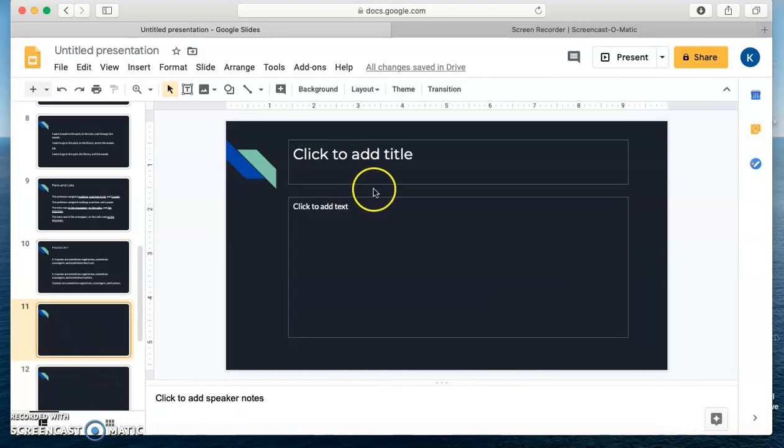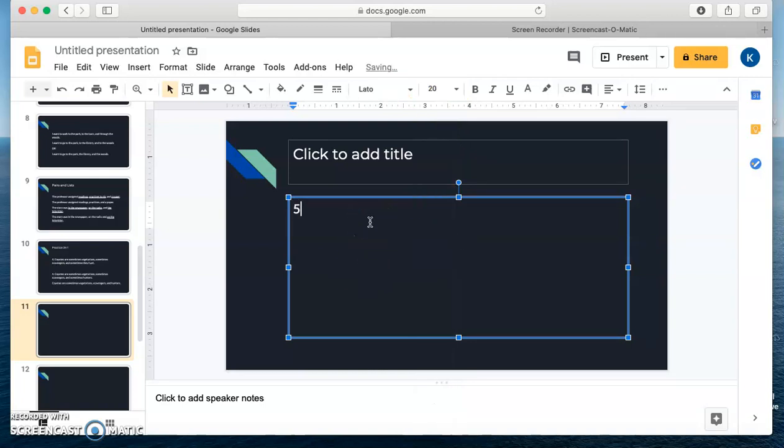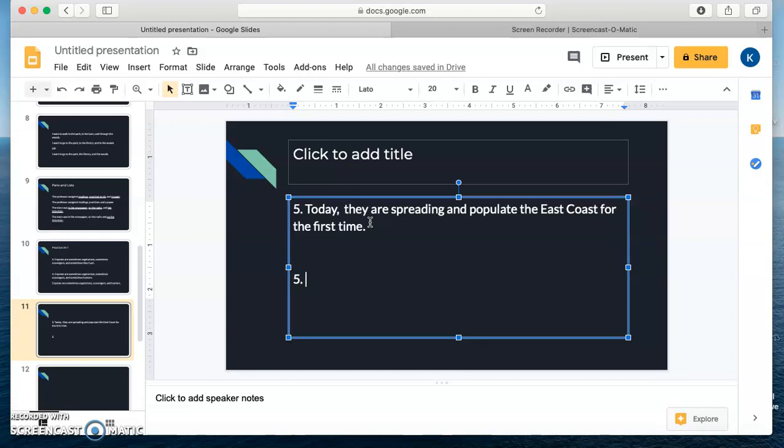I also want to do number 5 with you really quick. I really like the way that number 5 is set up as well. So let us bump up the font size. Number 5. Today, they, the coyotes, are spreading and populate the East Coast for the first time. Well, again, it's simple. Sometimes, they're spreading and, they populate the East Coast. But as I'm sure you can tell just with me typing it out and reading it, perhaps for the first time, there's no way that this one is parallel structure.